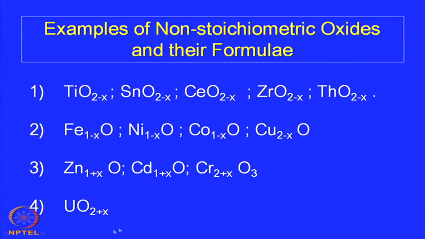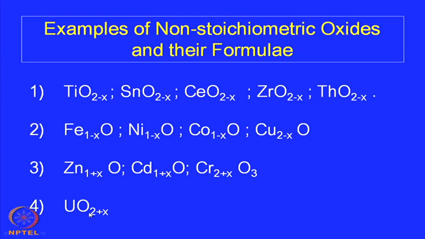So far as the conduction process is concerned, there are many other aspects one can understand from this information. And the last group has only one compound, UO2 plus x, which is uranium dioxide, and it has oxygen interstitials.